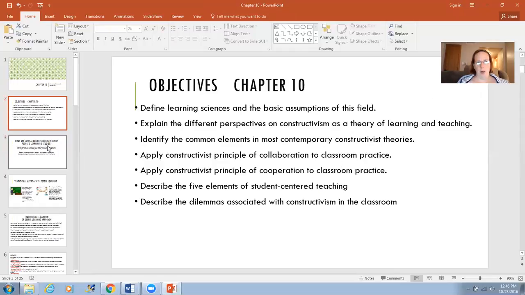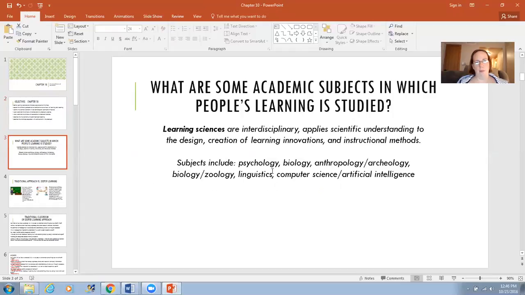So let's start with our very first learning objective, to define learning sciences and the basic assumptions of this field. So the basic assumption here is that we can apply scientific understanding to instruction. So that's the underlying assumption. Learning sciences are interdisciplinary and they apply scientific understanding to the design and creation of learning innovations and instructional methods.